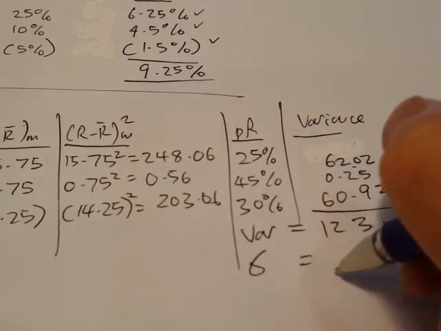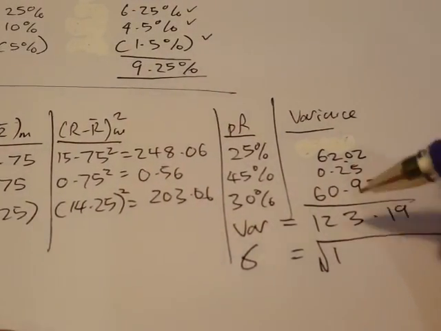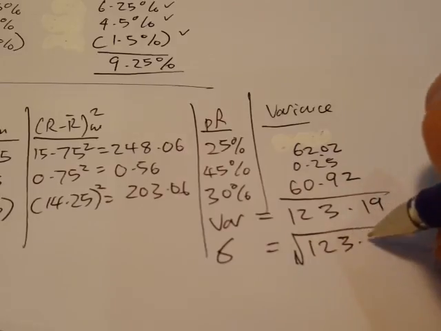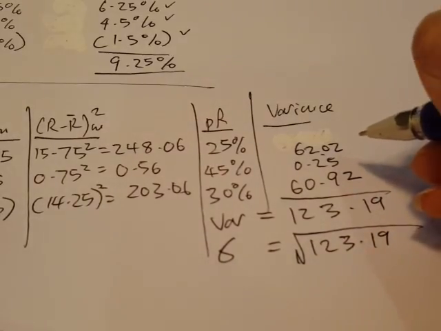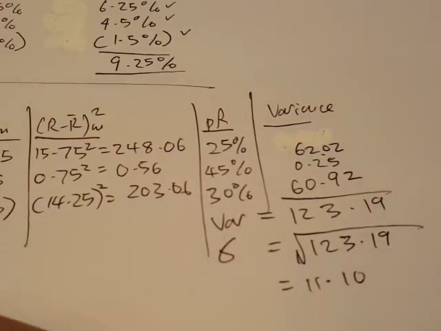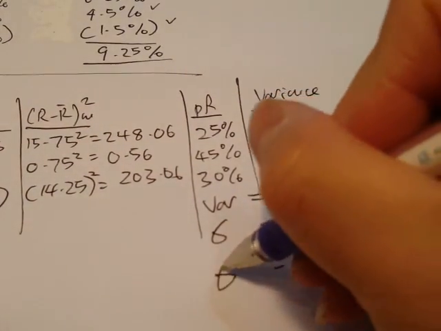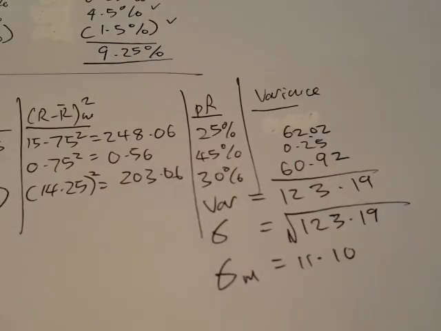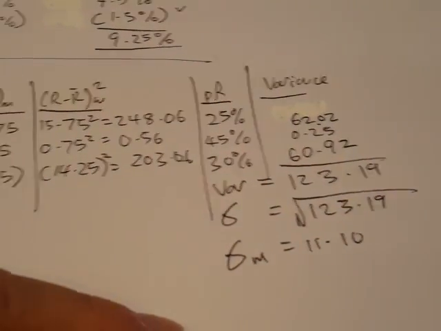So standard deviation is the square root of your variance, 123.19, which is 11.10. This is the standard deviation for share M.